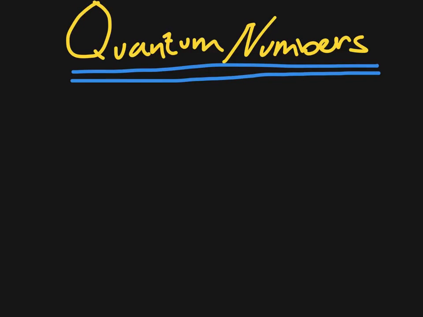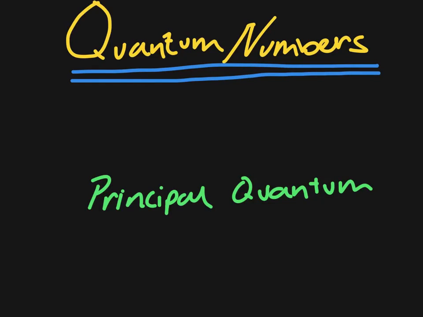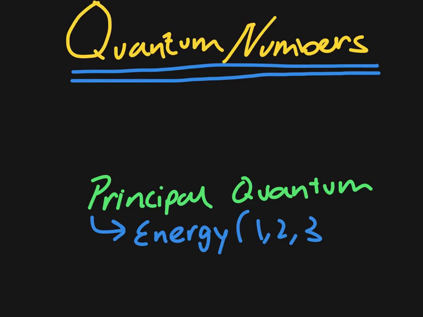Quantum numbers. This video is primarily for those students who are in honors chemistry, just to get that out of the way. Okay, there are 4 types of quantum numbers. The first one is the principal quantum number. This quantum number is used to represent the energy level. So this would include the 1, the 2, the 3 in front of the S, P, or D.